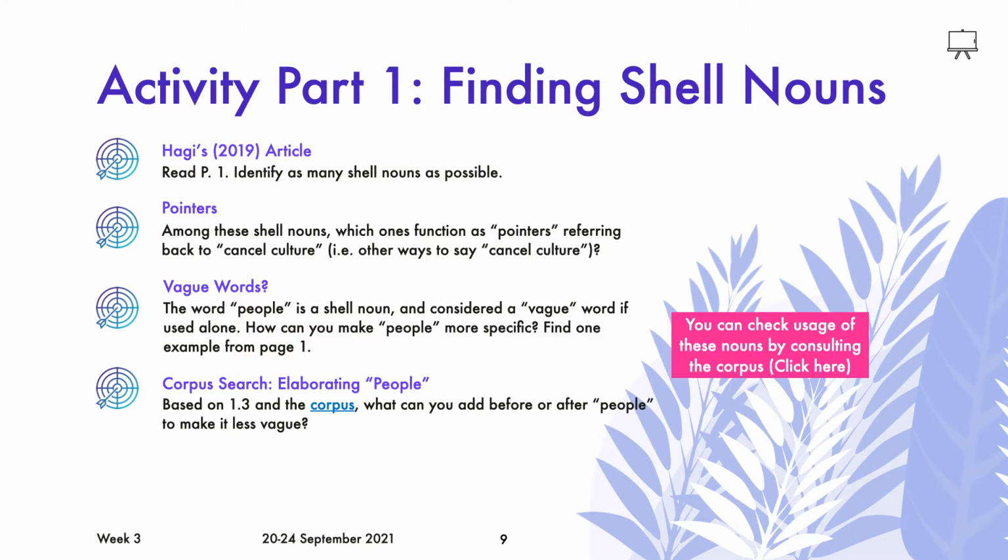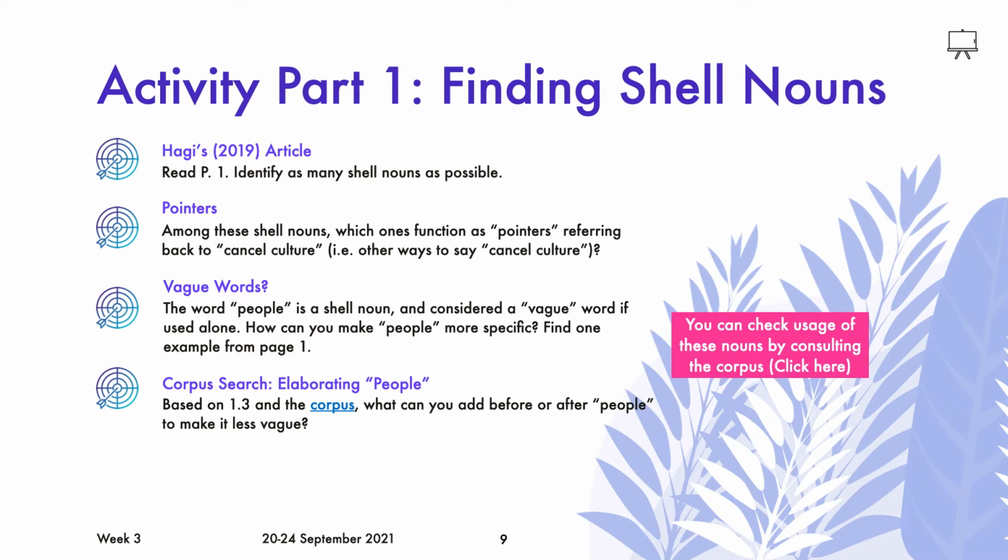Third, the word people is a shell noun and is considered a vague word if you use it alone. So how can you make the word people more specific? You may find one example from page 1. Similarly, number 4, as you will write about people, I'm sure, in your essay writing. But it's not enough just to say some people, people, and so on.